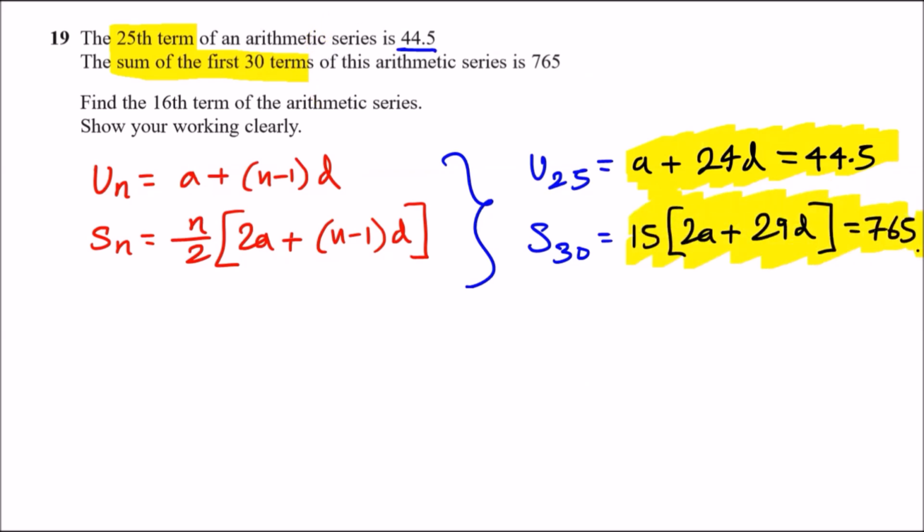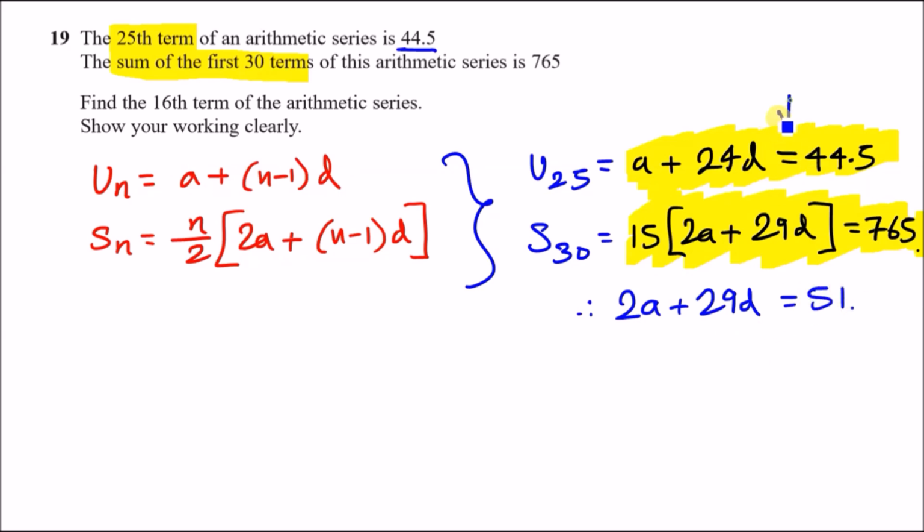Okay, so next step here now, yeah? I'm going to solve this simultaneously in a very quick way, yeah? So using these two equations, instead of expanding the second equation where you've got 15 times the rest, I'm going to divide 15 across the right side because 765 is divisible by 15. So this means the bottom equation is going to be left with 2a plus 29d, so we ignore that. 765 divided by 15, I got 51. Okay, so this is one equation.